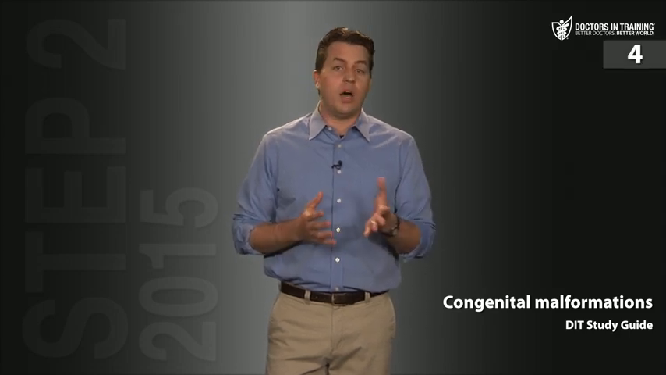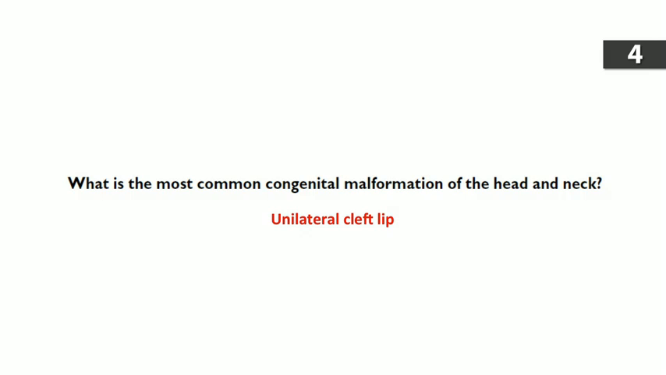Congenital malformation is next. Now, we have a batch of high-yield questions in the study guide that we need to go through. What is the most common malformation of the head and neck? This is a unilateral cleft lip. Cleft lip is associated with cleft palate, but you can have either one of those alone, or the two can be associated with each other. This is caused by multiple different factors, but folate supplementation does reduce the incidence of cleft lip and cleft palate.